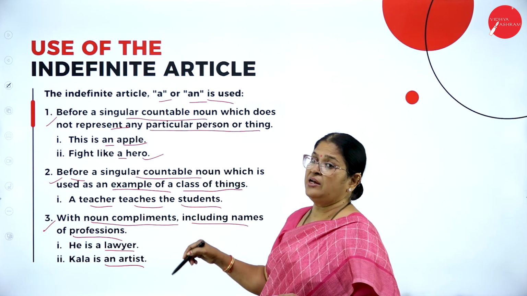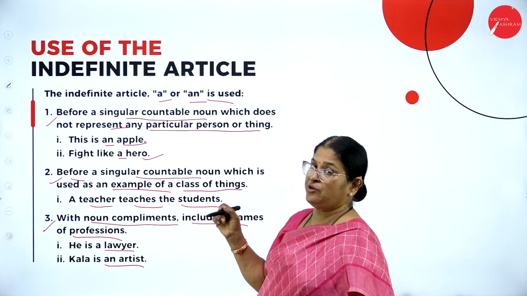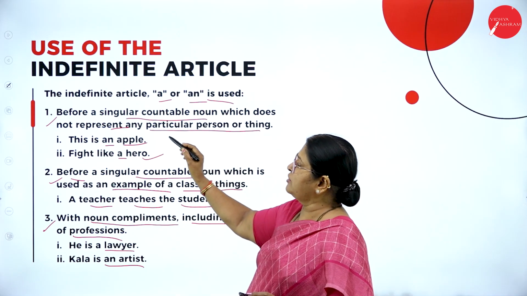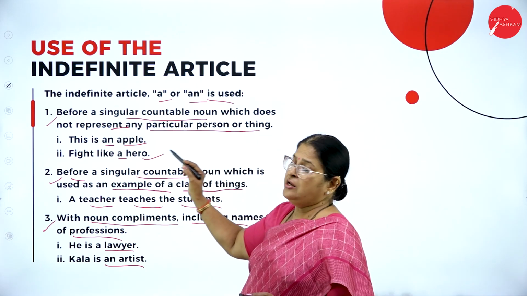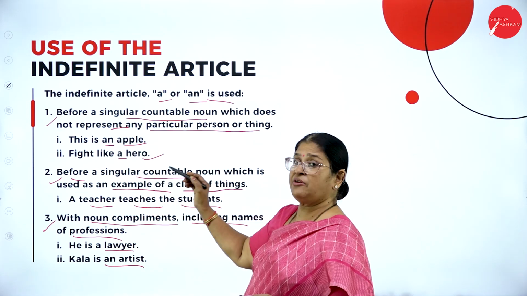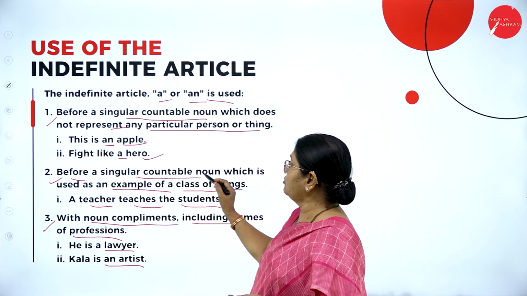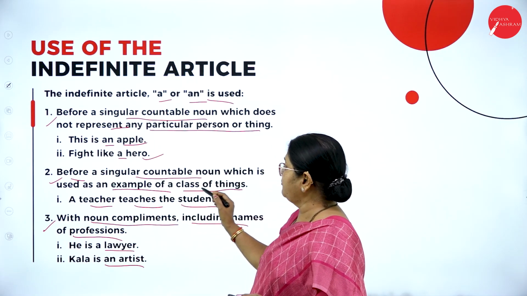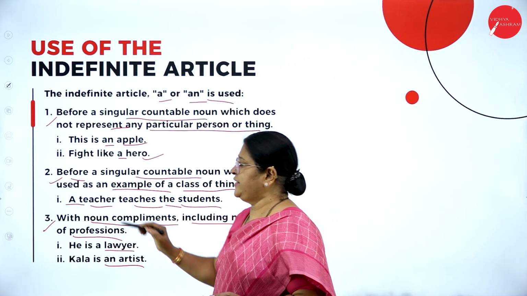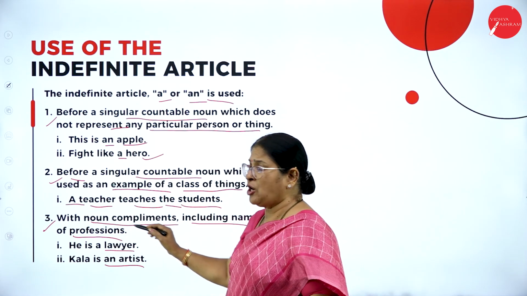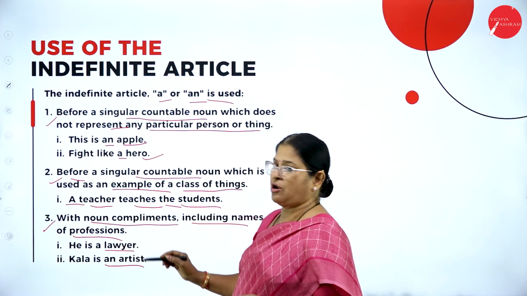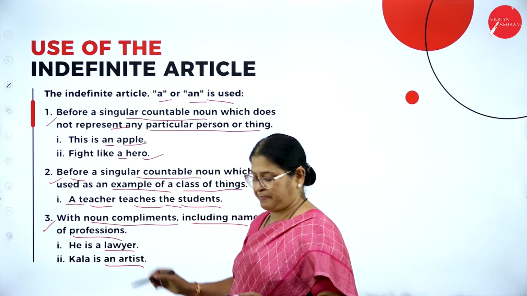See the situations where we use the indefinite articles a or an. Before a singular countable noun which does not represent any particular person or a thing, for example, this is an apple. Fight like a hero. Second situation, before a singular countable noun which is used as an example of a class of things. A teacher teaches the students. Third, with noun complements, descriptors, including names of professions, like he is a lawyer, Kala is an artist.